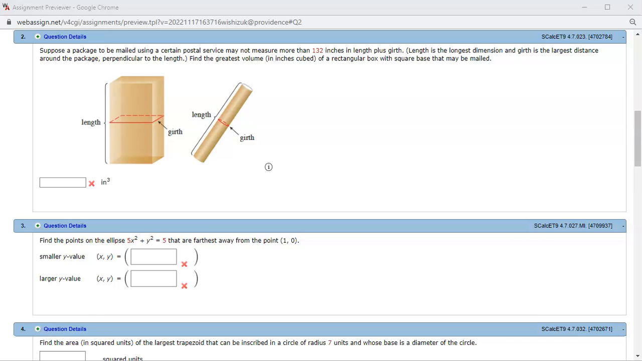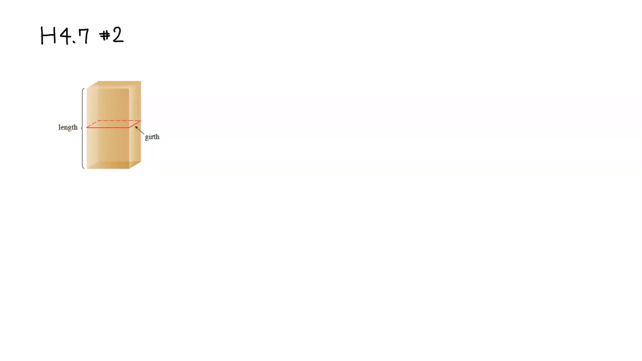So let's do that. I'm going to call one side x, and it's going to be a square, so it's x by x. And the length I'm going to use L. So the requirement is the girth would be 4 times x, because you have 4 sides, plus length cannot exceed 132. So I'm going to set it equal to 132.